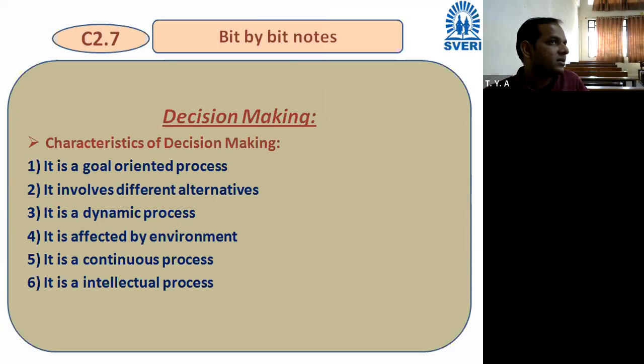Decision making is goal oriented. It involves alternatives, is a dynamic process, affected by environment. It's a continuous process, an intellectual process. Anything you want to add? From my side, sufficient. Six characteristics.